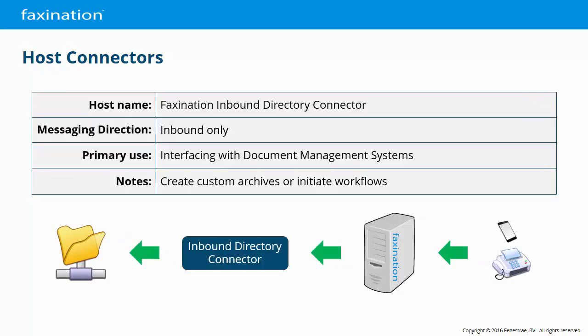The inbound directory connector, as the name suggests, is for inbound routing of fax and mobile messages to any local or UNC path. For instance, you can associate any shared folder on your network with an inbound fax number, and Faxination will deliver faxes into that folder. This is most commonly used for interfacing with third-party document management systems or creating custom archives. It can also be used to initiate business workflows in scenarios where processes are started based on the arrival of a document in a folder.